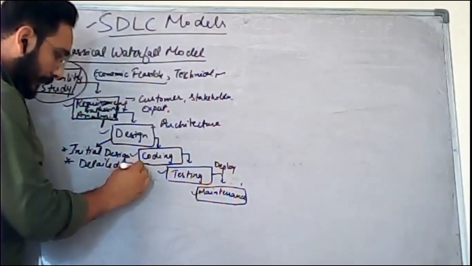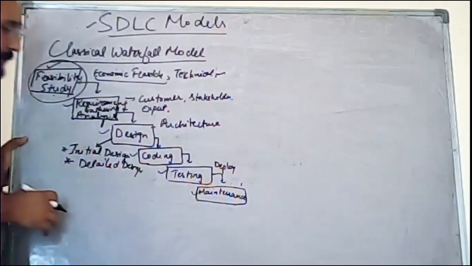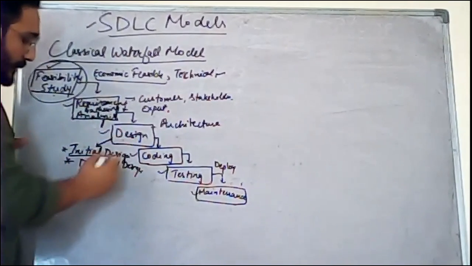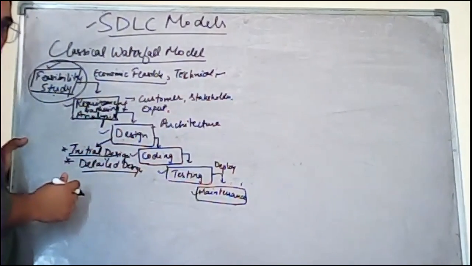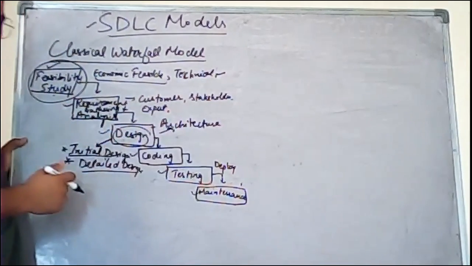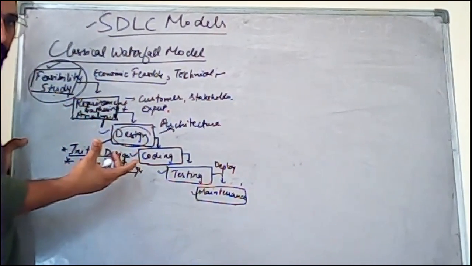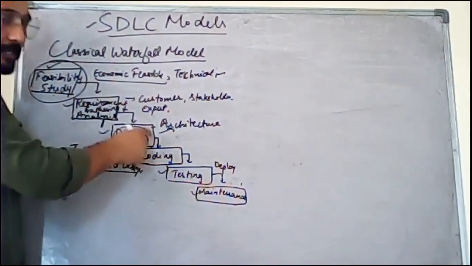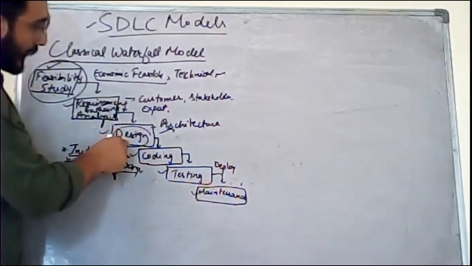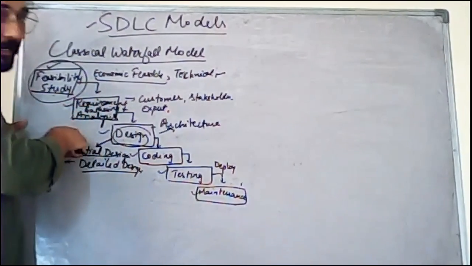Detailed design, we will study what the difference is in our next slides. There are two types of design, that is initial design and detailed design. Design is your complete architecture, that is your model, prototype-like structure. You have to create a design of that software, and this design is completely dependent on requirement gathering and analysis.